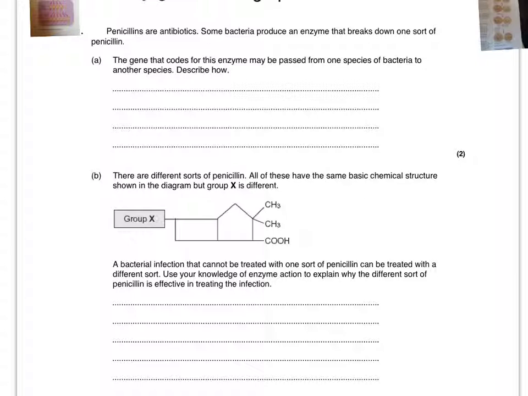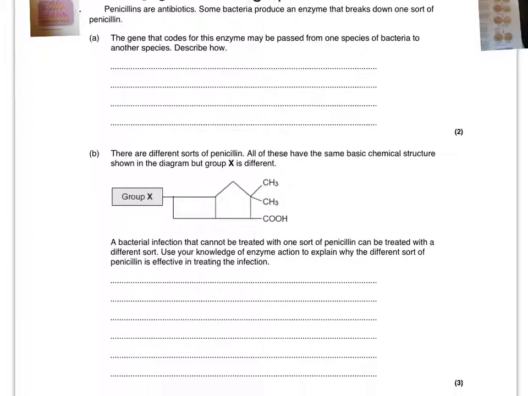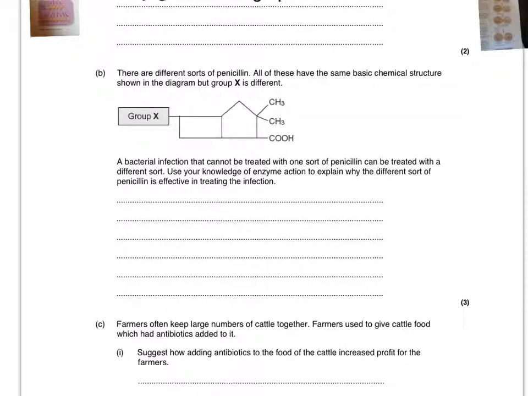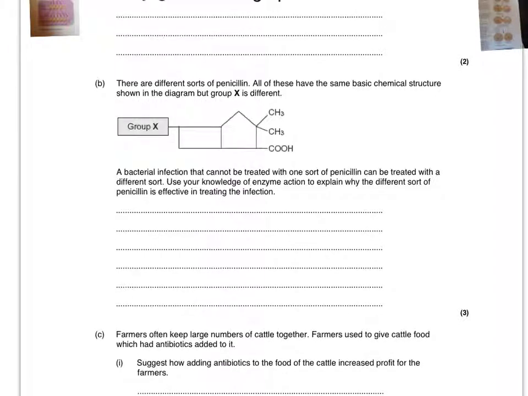For the next question, you need to be reminded that penicillins are antibiotics and some bacteria produce an enzyme that breaks down one sort of penicillin. There are different sorts of penicillin. All of these have the same basic chemical structure, but group X is different. Bacterial infection cannot be treated with one sort of penicillin, and it can be treated with a different sort. Use your knowledge of enzyme action to explain why the different sort of penicillin is effective in treating the infection.